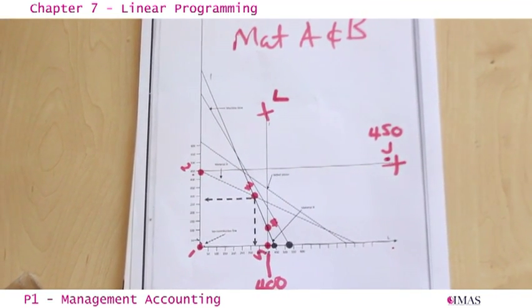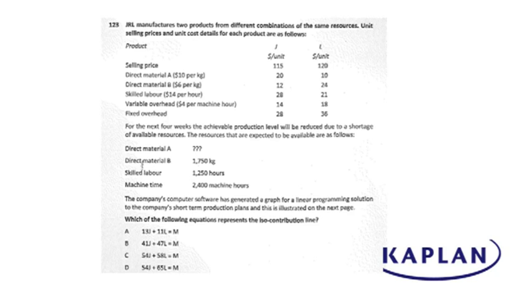So now we're going to continue answering the rest of the question. We continue with question 123. We answered the first part, which was asking which of the following equations represent the ISO contribution line. So we're looking at a line that is similar to the contribution line. We had to calculate a contribution of J and then of L. Then we did step 3, which is coming up with the constraints. Then we did step 4, looking at the graph. Then we look at the next question here.